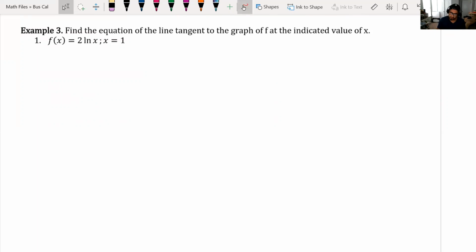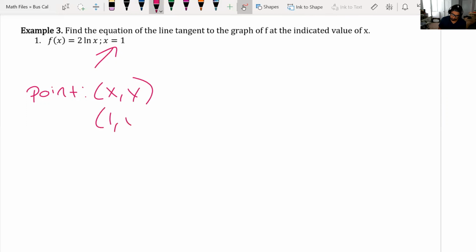Because the first thing we need is definitely a point, and all they give us is an x value right now. So remember that our point is always x, y. And right now they're giving us 1 for x, which means we need to solve for y. So to find y, just take this x value of 1 and plug it into the original function to get our y value. That's what we're going to do.